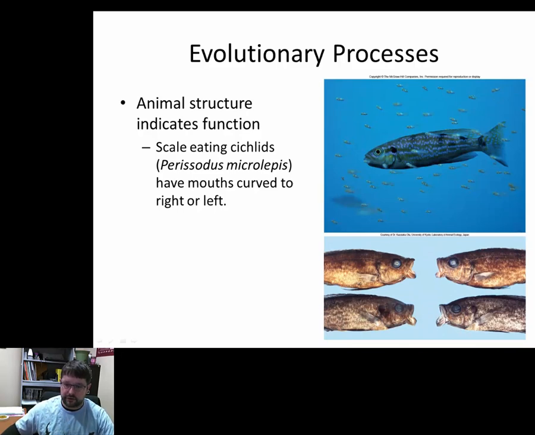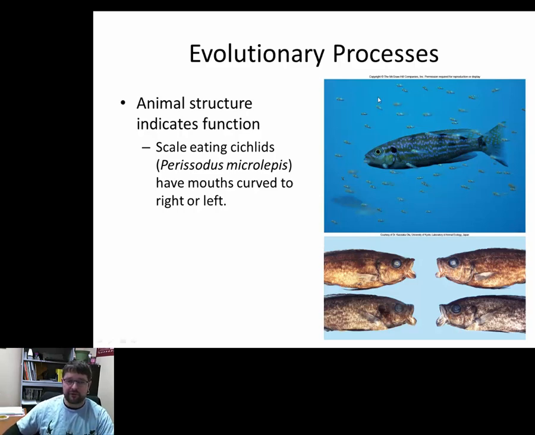You can see here that some of these fish have their mouth curved left. This mouth over here is curved to the right. This is just a flip of the fish. That is so they can swim next to another fish and bite scales off. They can swim right up, get really close, and bite the scale off. That is the diet of this species of fish; that's what they eat, scales. When they pull the scale off, there's a little bit of flesh on it, and that's where they get their nutritional value.